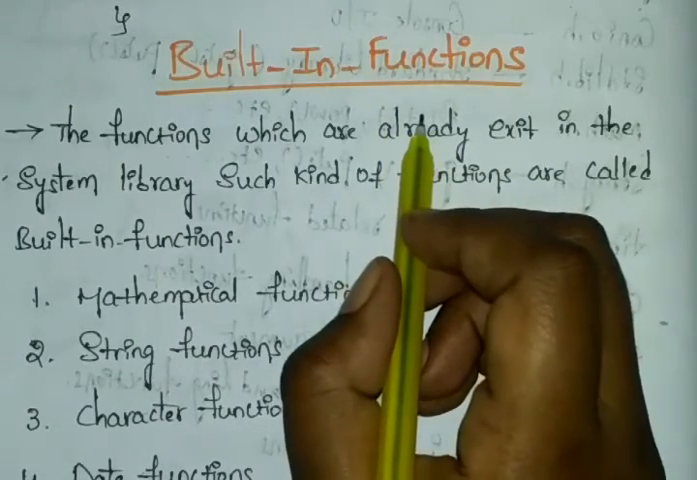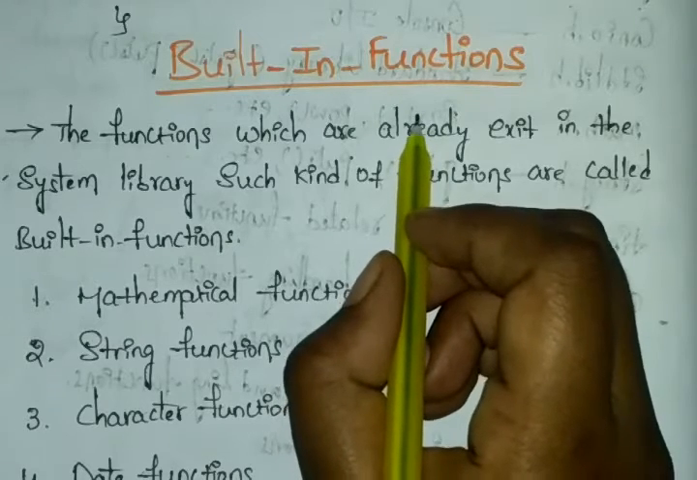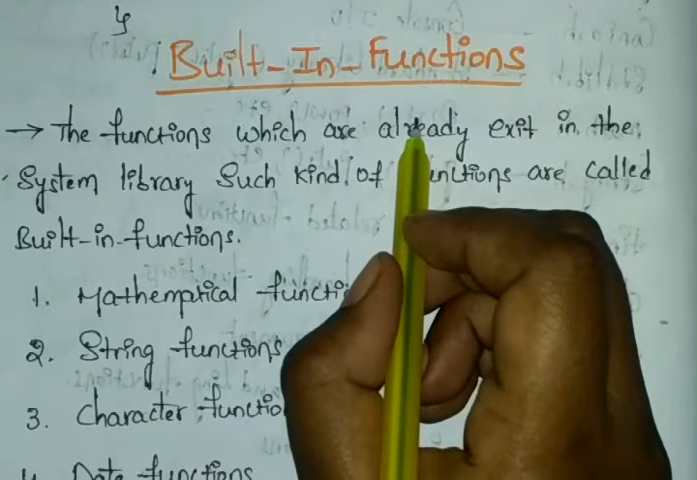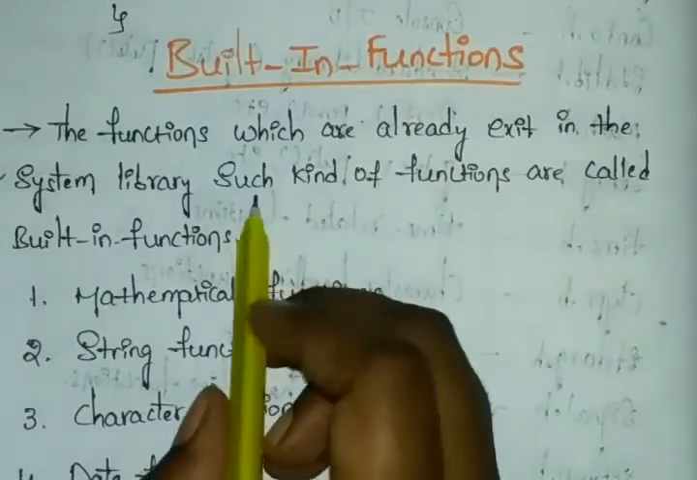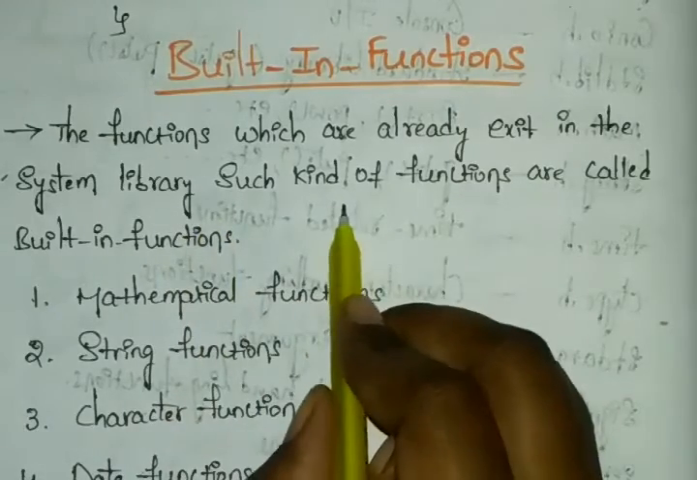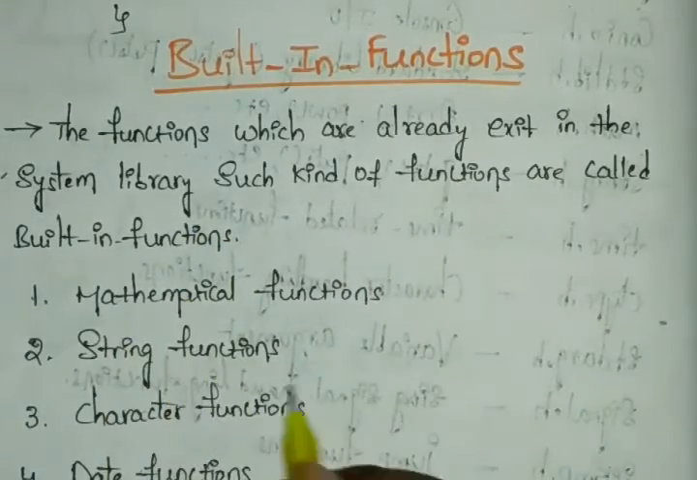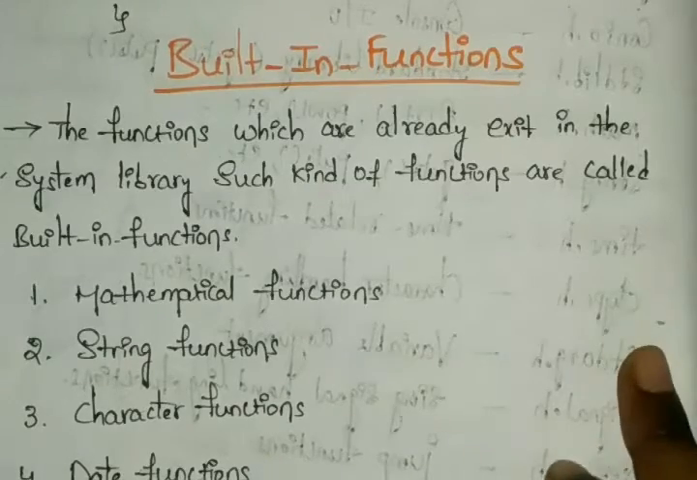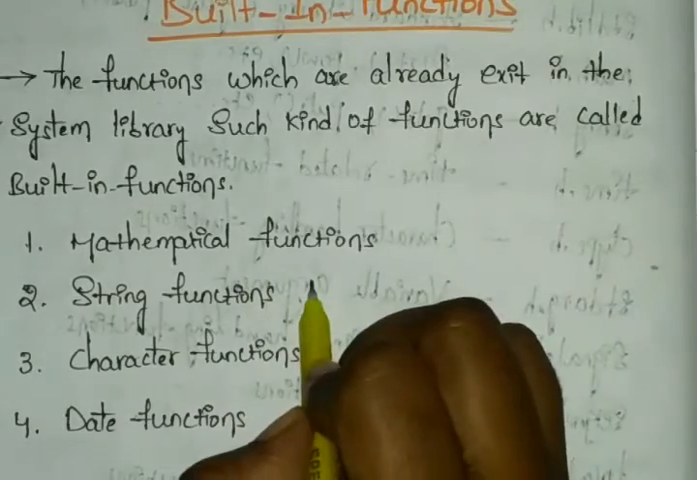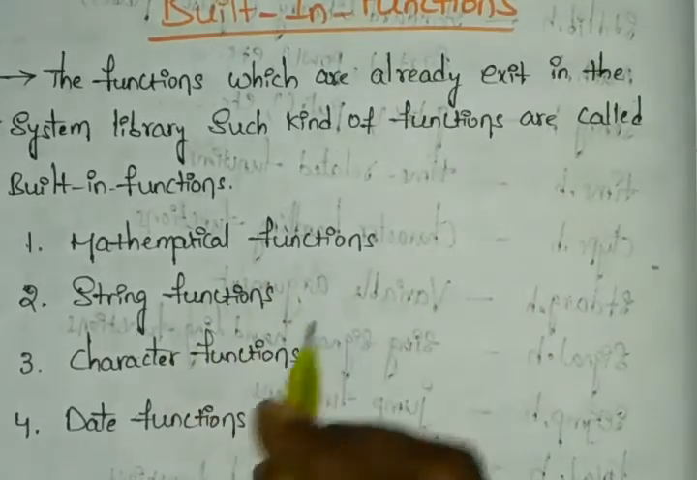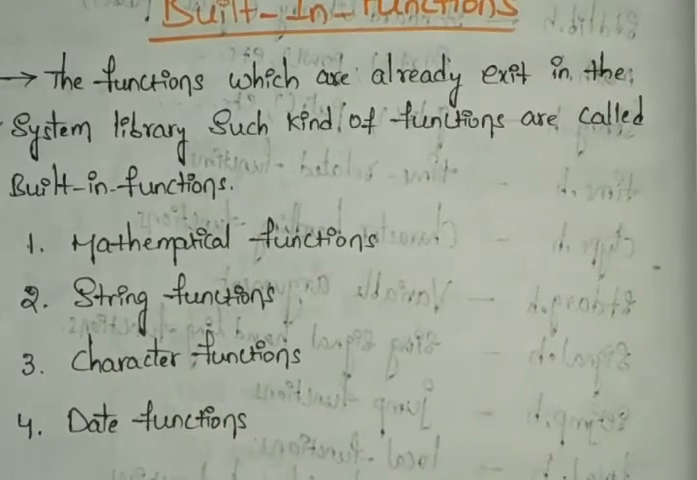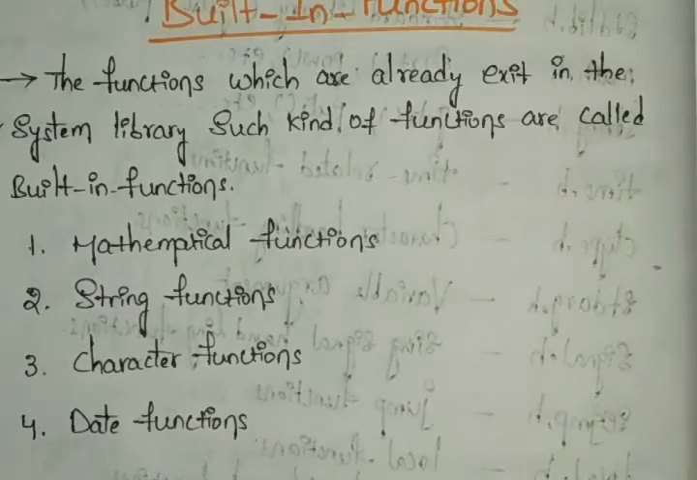Actually, built-in functions or system defined functions means these already exist in our system. Whatever you're performing, those will be performed automatically, right? These functions already exist in the system library. Such kind of functions we can call built-in functions, right? In these built-in functions, we have four types of functions. One is the mathematical function, second is the string function, third is the character functions, fourth is the date functions. First we will discuss the first one, that is the mathematical functions.